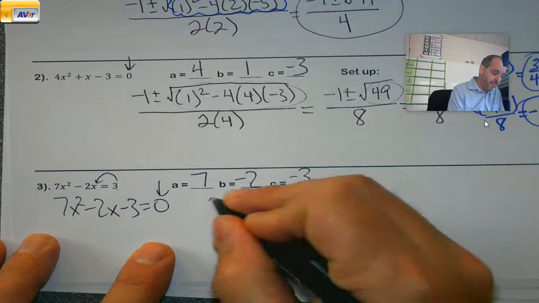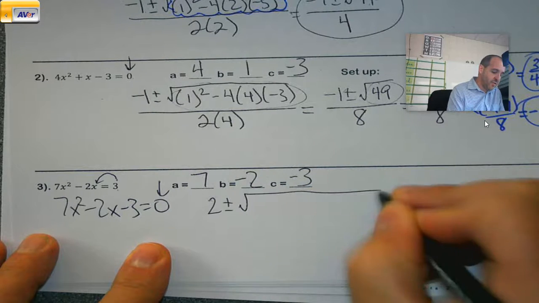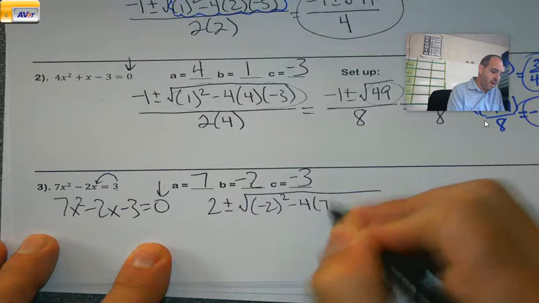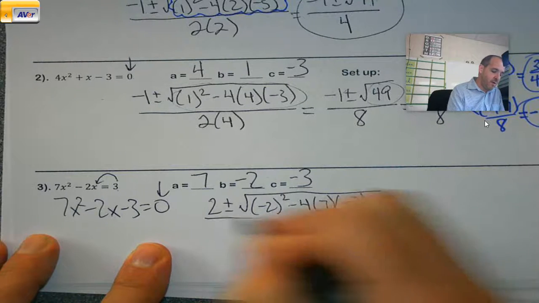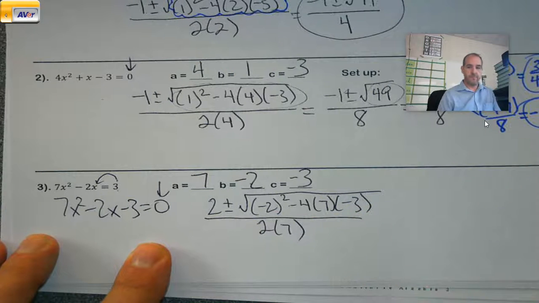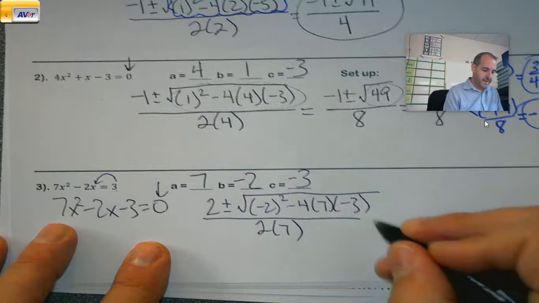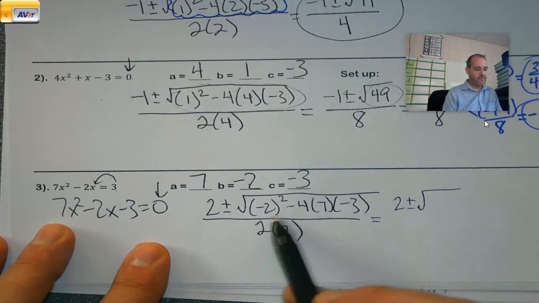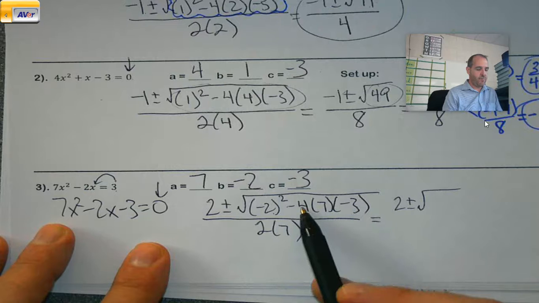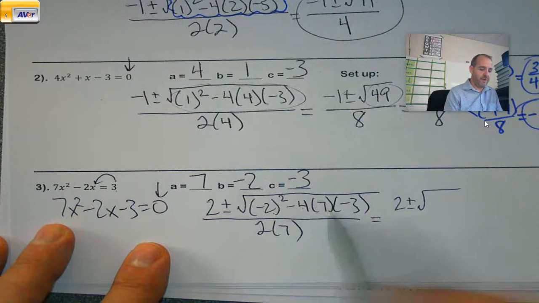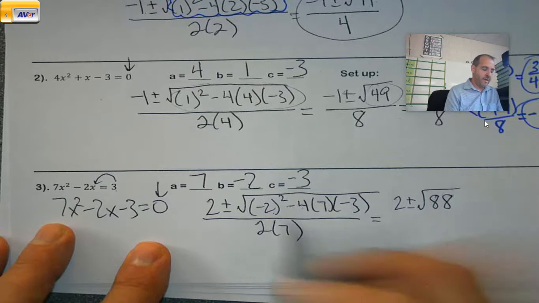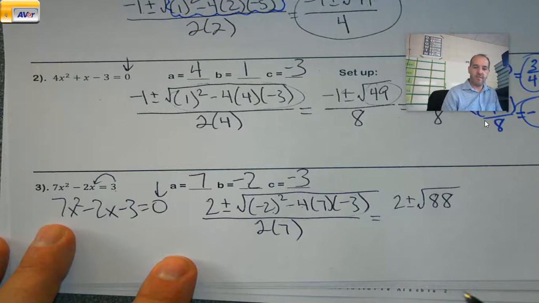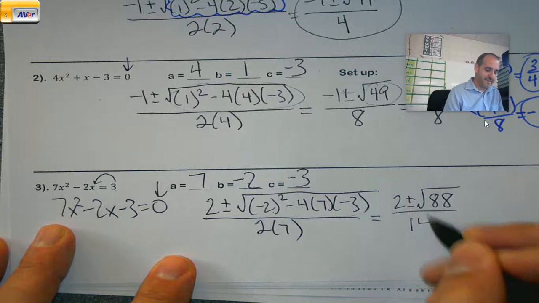Opposite of B, positive 2, plus or minus the square root of B squared minus 4AC all over 2A. All right, let's see what we get here. 2 plus or minus, so we got 4, 21, 84, negative 84. 4 minus negative 84. Again, put that on the calculator if you're not sure. I've been doing this for like half my life, so I'm kind of used to all this at this point.